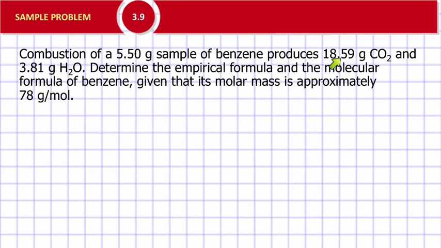Here we have combustion analysis data. We've got mass of carbon dioxide, we've got mass of water, we've got a starting mass of our sample, and so we can use that to calculate the empirical formula. So the first thing we have to do is find the mass of carbon and hydrogen and oxygen that was in the sample.